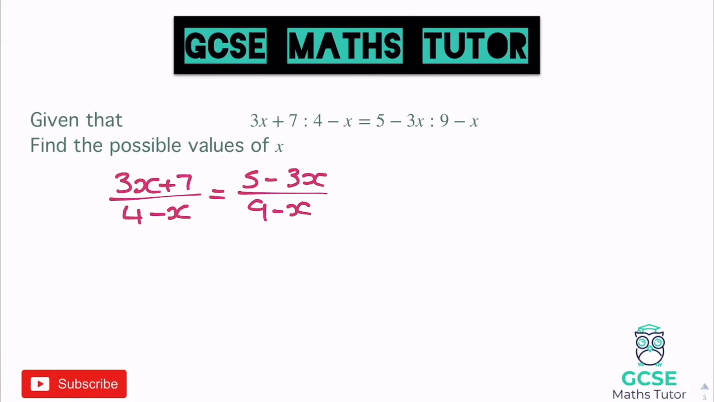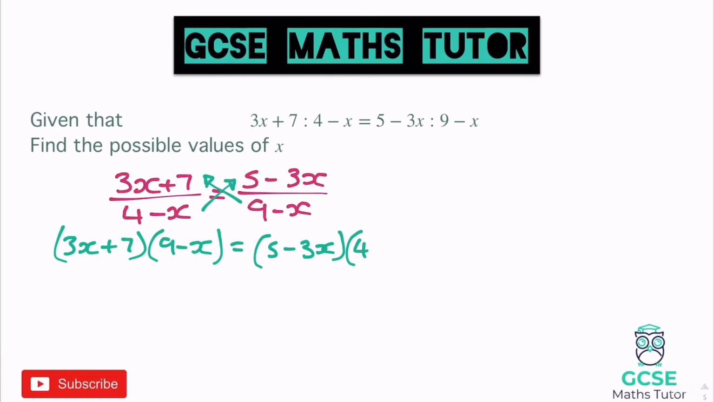There we go. Right, so again, cross multiplying. Hopefully you can see that these pieces here are just slightly rearranged. We've got the x on the end there. So let's just cross multiply and see what we get. So we get 3x plus 7 and 9 minus x. And that is equal to 5 minus 3x, and in the other bracket 4 minus x. There we go. And let's expand that.